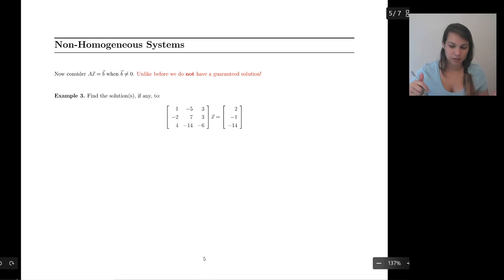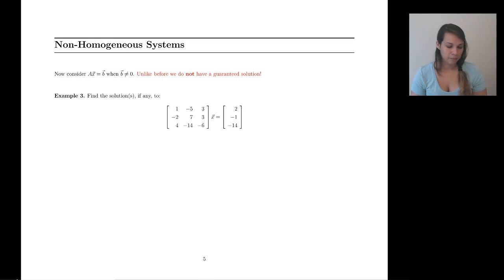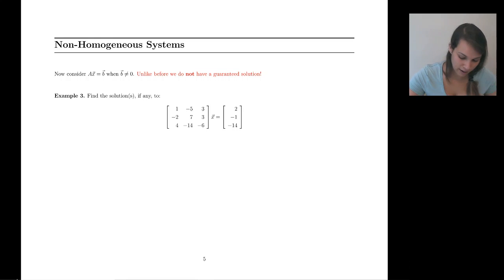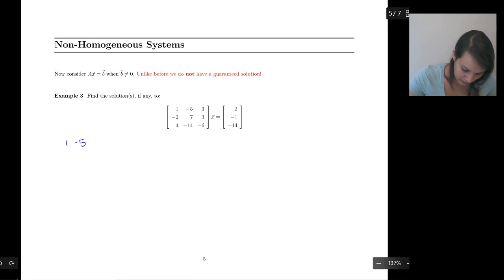Okay, so now we're going to move on. We want to know, what about if b isn't 0 anymore? How does that change things? And I think that's very nicely illustrated if we go back to example 1 and we use that matrix. So that is our matrix from example 1. But now, here on the right-hand side, we don't just have zeros anymore. Things got interesting. Now let's go ahead and solve this out. We're going to write our augmented matrix. 1, -5, 3, 2. -2, 7, 3, -1. 4, -14, -6, -14.